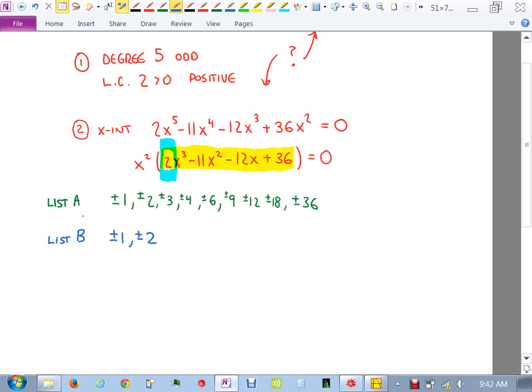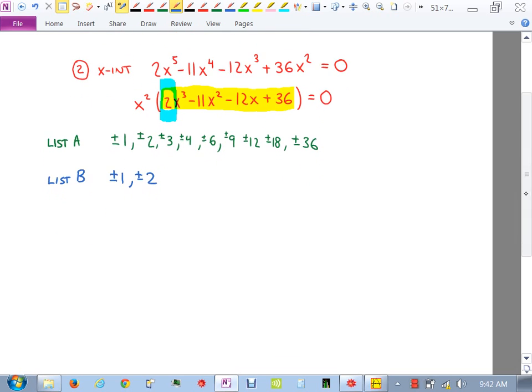So far, okay? Now, this is the tricky part. What we're going to do is we're going to create from those 2 lists a final list.